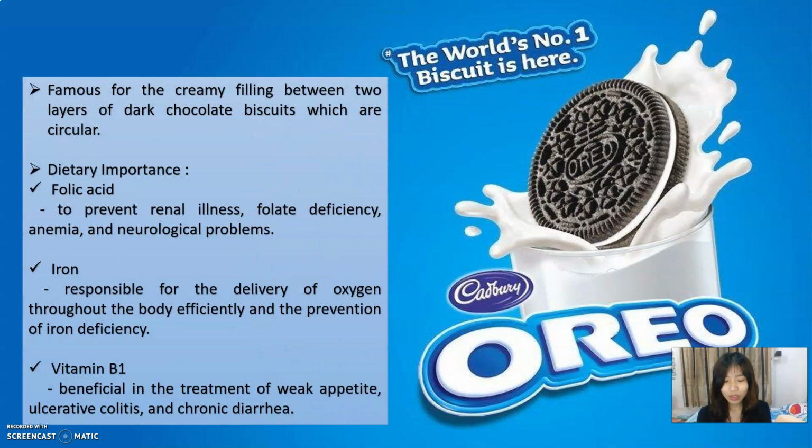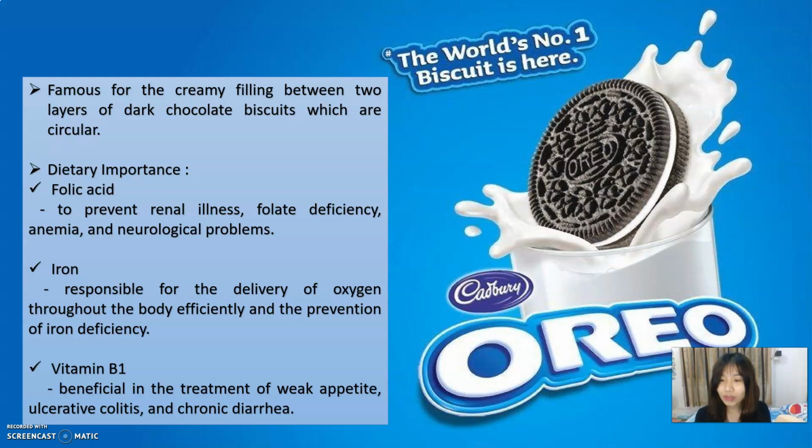Furthermore, Oreo is known for its creamy filling sandwiched between two circular layers of dark chocolate cookies. Folic acid and iron are found in the Oreo. Folic acid is water soluble and generally used to prevent renal illness, folate deficiency, anemia, and neurological problems. In contrast, iron is responsible for the efficient delivery of oxygen throughout the body and prevents iron deficiency. It is a vital component of hemoglobin.